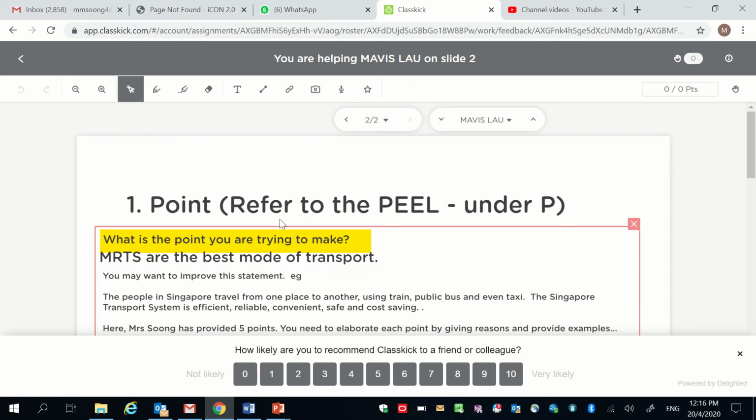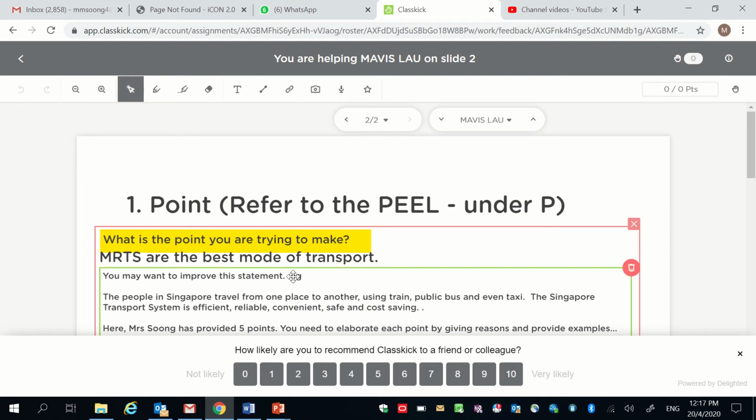Remember this template that was given on the SLS for you to think through your ideas using PEEL. Now let's start with the first paragraph, P. P is the point that you are trying to make. What is the point you are trying to make?